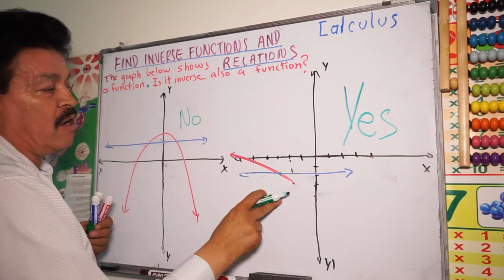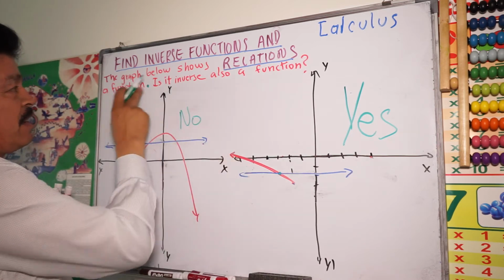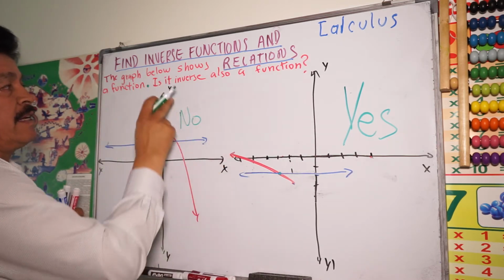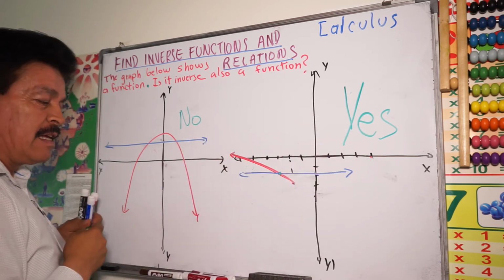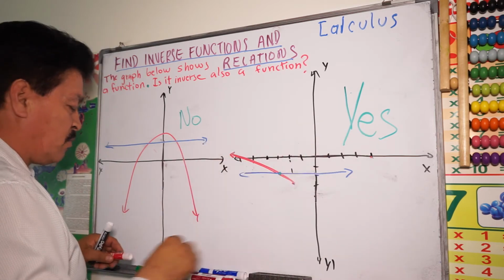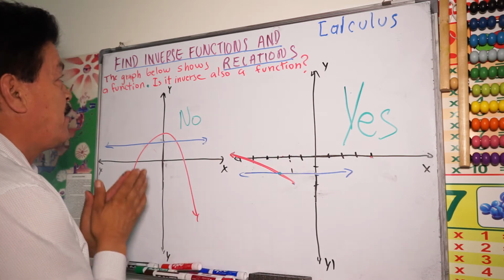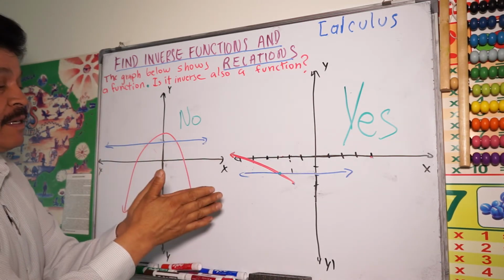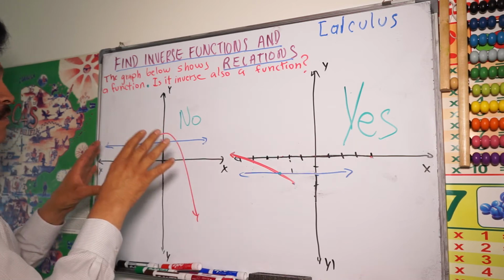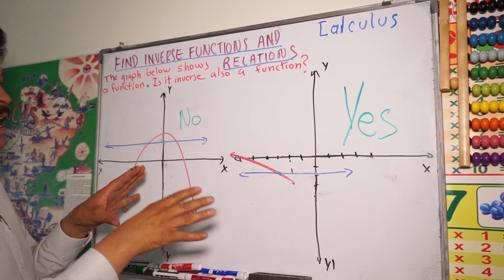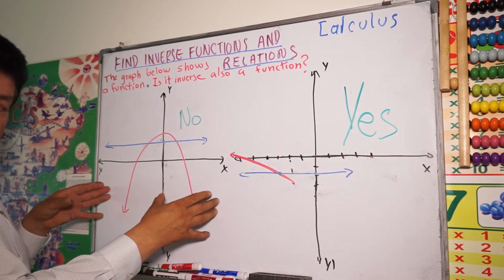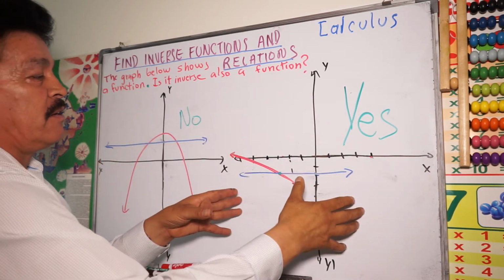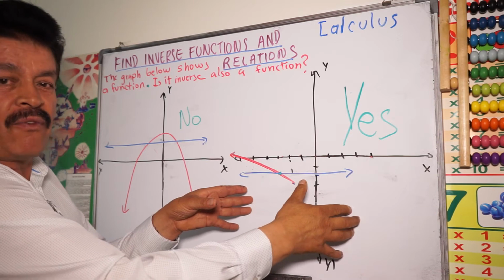Okay, in the second graph, this graph below shows a function, right? Its inverse is also a function. Yes, right? Got it? Our class today is only about finding the inverse from the graph, finding from the graph the inverse function and relation. So this inverse is a relation, it's not a function. This one, of course, its inverse is a function, all right?